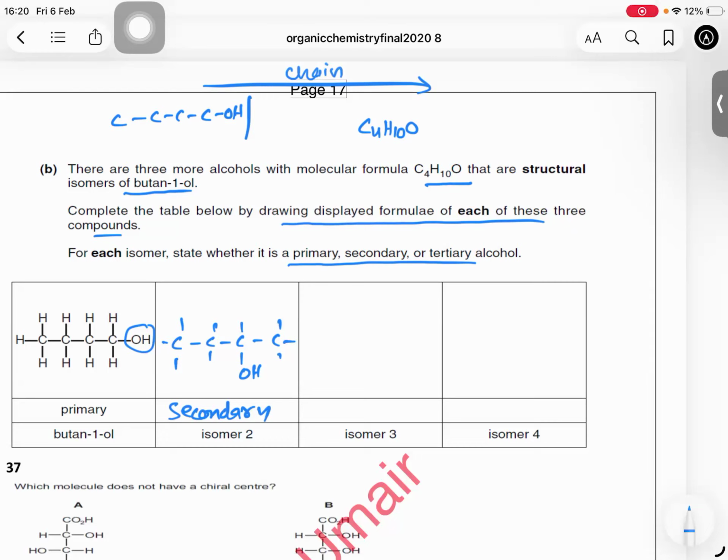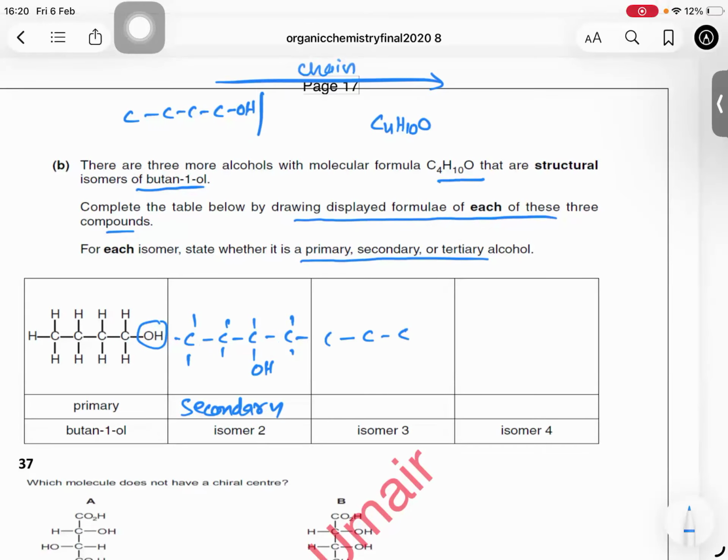That's different. Yeah, I know. That's secondary. How is that secondary? Because 3 alkyl, 1 hydrogen. Excuse me, is that tertiary? I think it's actually. Or is it different? In tertiary there is no hydrogen. 1, 2, 3, 4. So let's make a chain isomer.